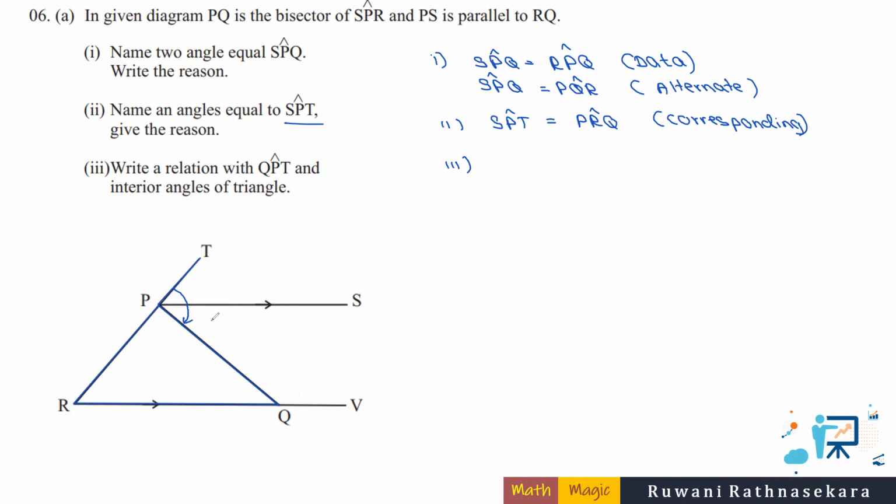Then here you have to apply the exterior angle theorem. The angle adjacent to QPT is RPQ. You disregard that. The remaining two will be PRQ and PQR. Therefore, the relationship is between the exterior angle and its interior opposite angles, which are PRQ and PQR. Therefore, we write QPT is equal to the sum of PRQ and PQR. You must give the reason as exterior angle theorem.